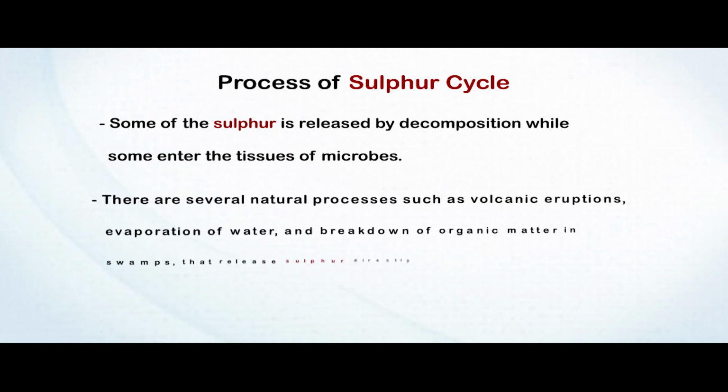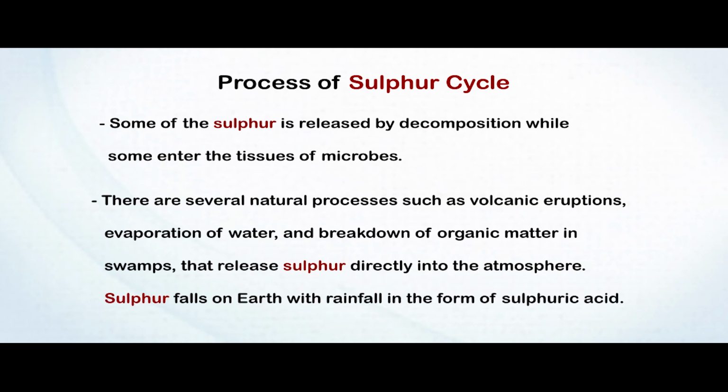There are several natural processes such as volcanic eruption, evaporation of water, and breakdown of organic matter in swamps that release sulfur directly into the atmosphere. This sulfur will fall back on Earth in the form of rainfall. Let us now look at the steps of sulfur cycle.